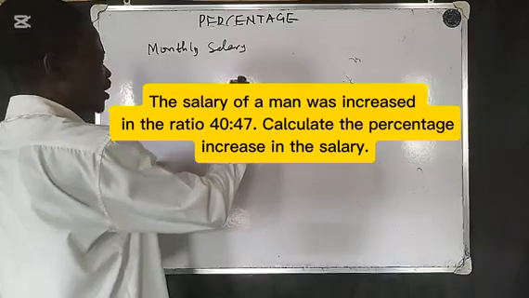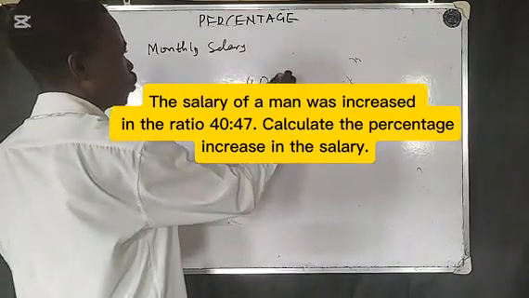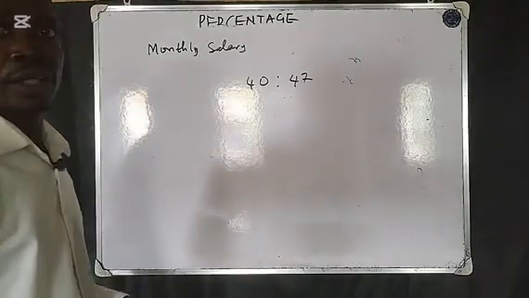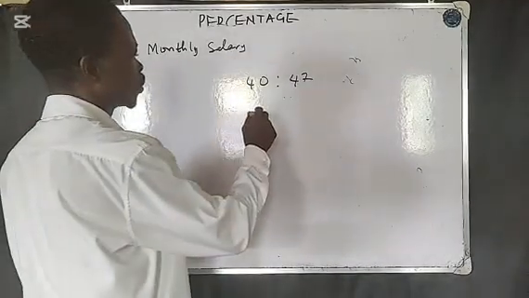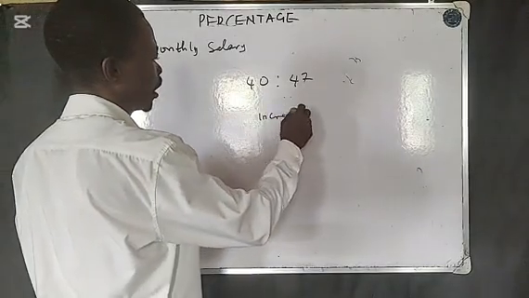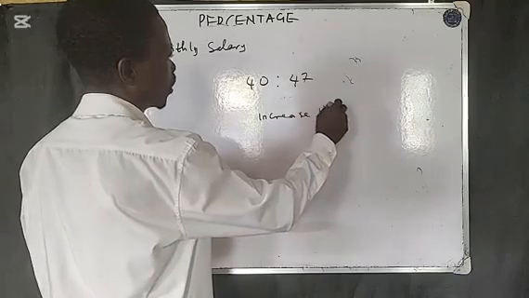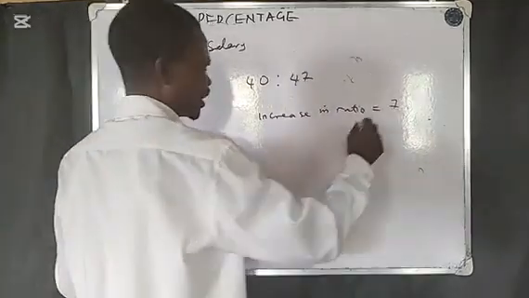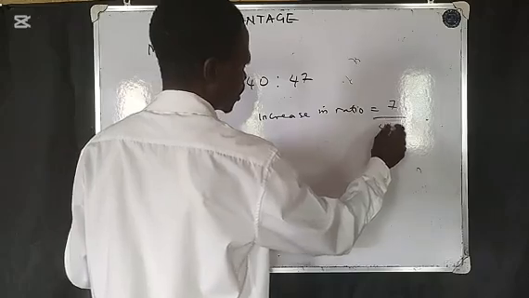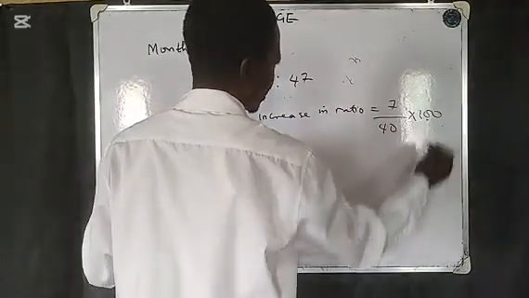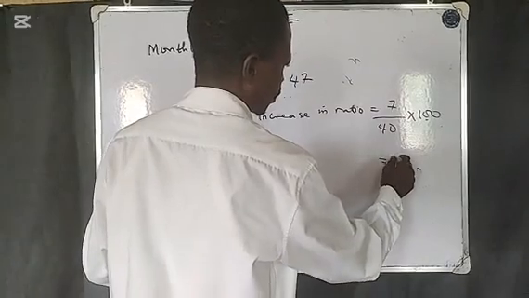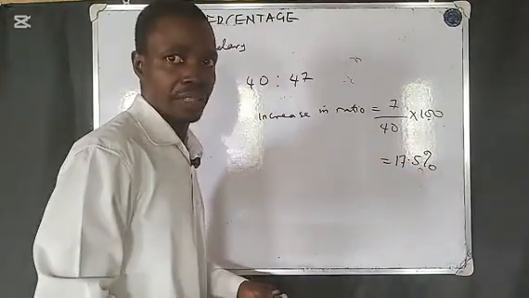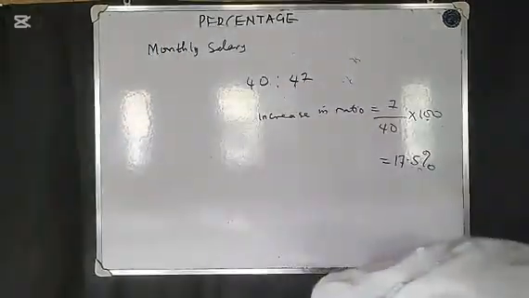The salary of a man was increased in the ratio 40 to 47. Yes, increase in ratio. The increase is 7 over the initial, which is 40, then times 100. So do it. 17.5%. That's going to be the answer. So that's number 5 now.